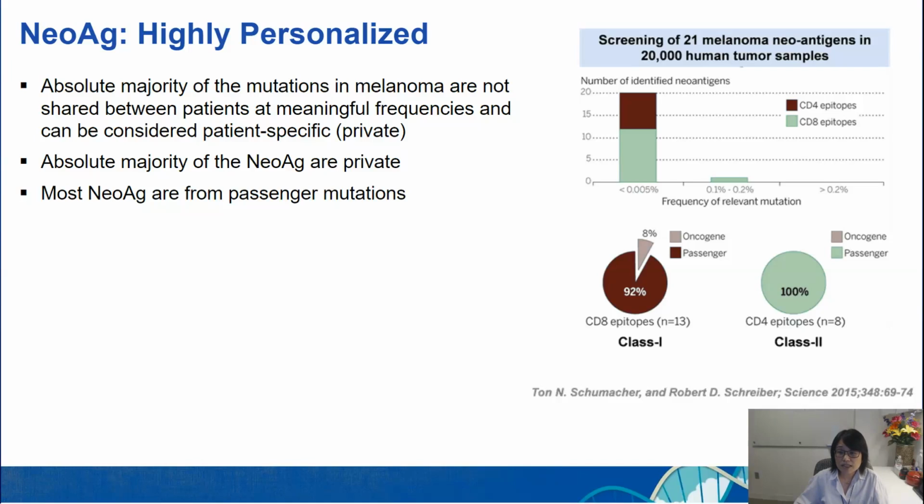Second, most neoantigens are from non-driver passenger mutations. From this melanoma study, as shown in the lower panel of the figure, only 8% of the class 1 neoantigens are from driver mutations in oncogenes, and all class 2 neoantigens are from passenger mutations.